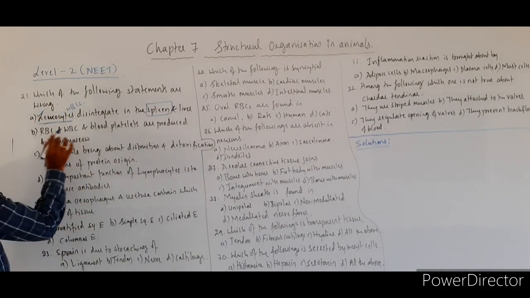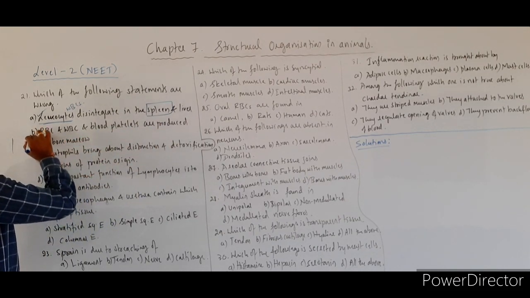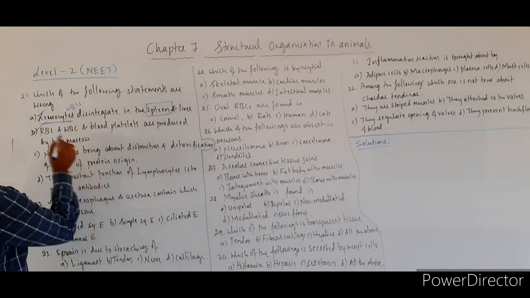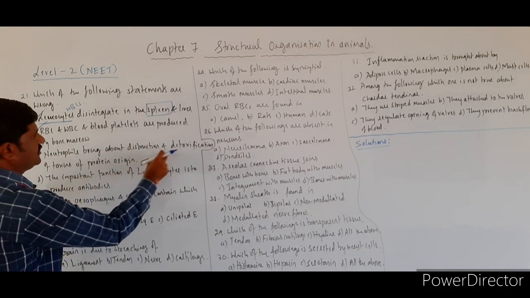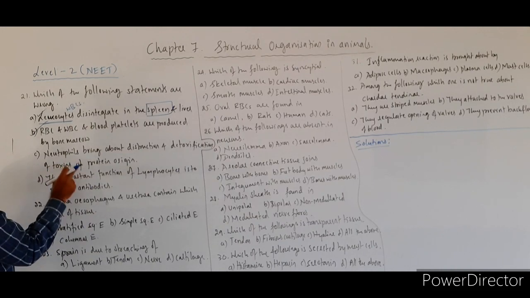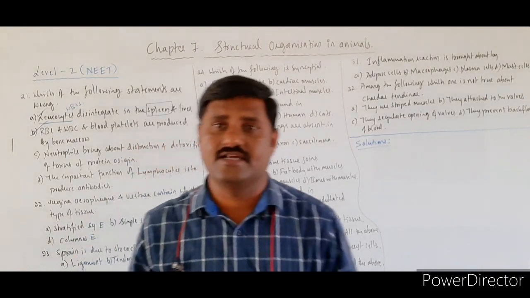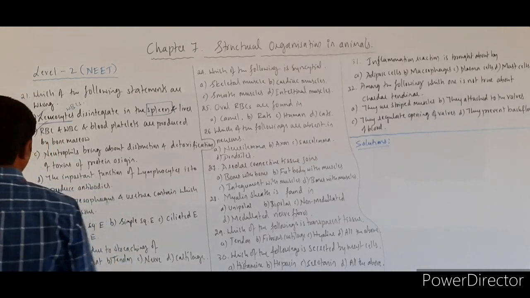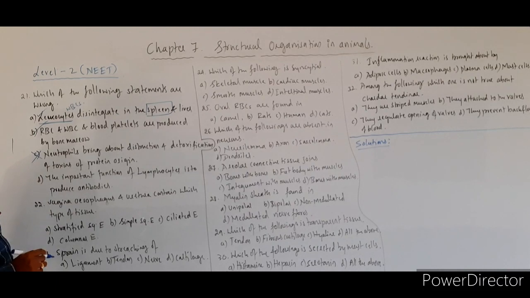Next one, RBC, WBC and blood platelets are produced by bone marrow. Of course, it is also right. Erythropoiesis, leukopoiesis occurs in the bone marrow itself. Neutrophils bring about destruction and detoxification of toxins of protein origin. Neutrophils are phagocytic in nature, so this is the statement which is wrong, right? That's why this is the correct answer for this question, because this is the wrong statement.